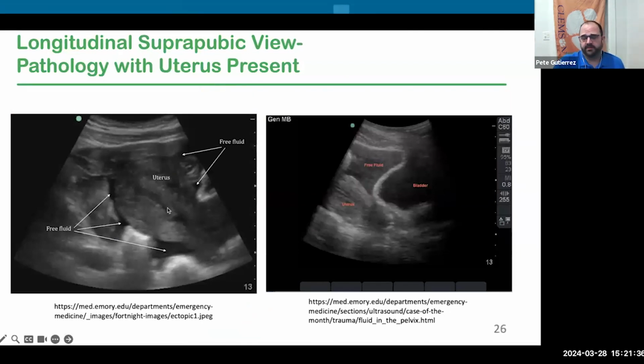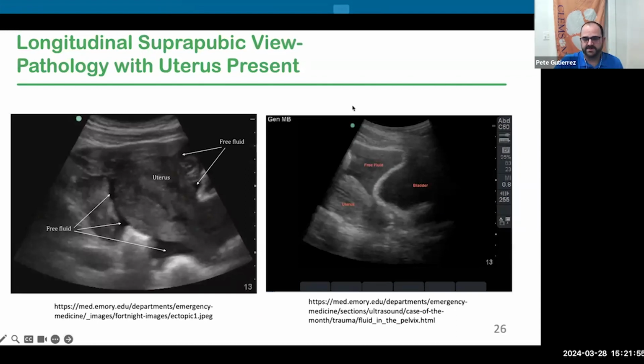And these are some examples of free fluid in the pelvis in these patients. So again, fluid tracking down into the pouch of Douglas here behind the uterus. This is another good example of how you're not going to see fluid dissecting down in between the bladder and the uterus. There's a lot of fluid, but it's all superior to the bladder.